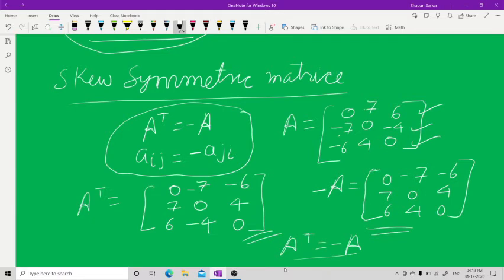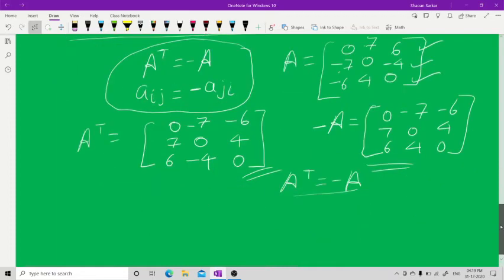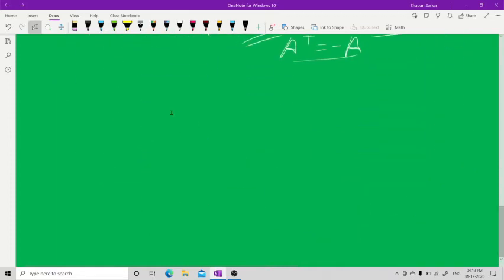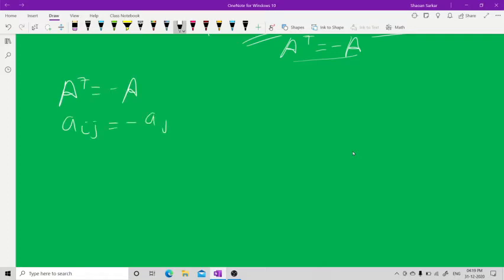Now I will tell you why these are 0. You will right now see why these are 0. Wait. Let me get some page for myself. Yes. Now see, wait a minute. I told you in this case, A transpose is minus A and Aij is minus Aji.